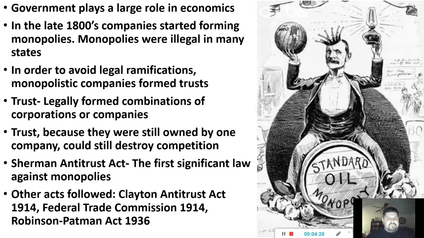The first big law to come through was the Sherman Antitrust Act. As years went on, other ones would follow: the Clayton Antitrust Act, the Federal Trade Commission was created, which we'll talk about in a little bit, and the Robinson-Patman Act of 1936.